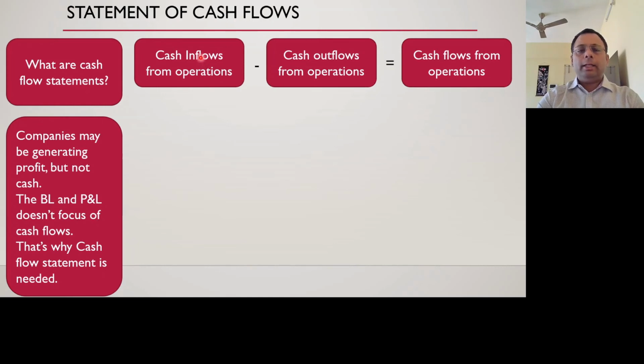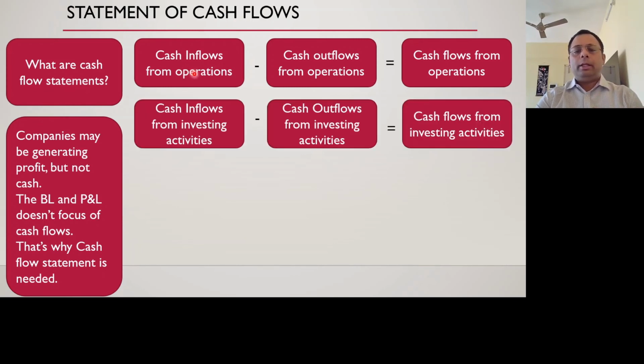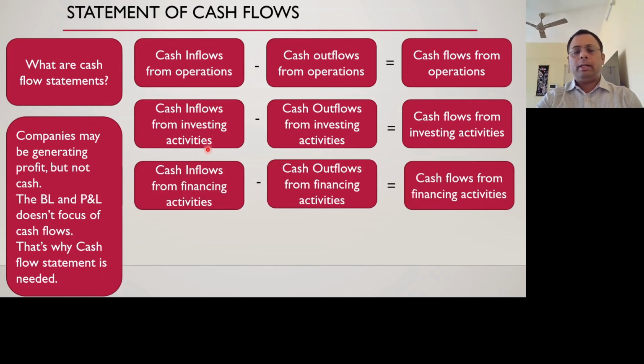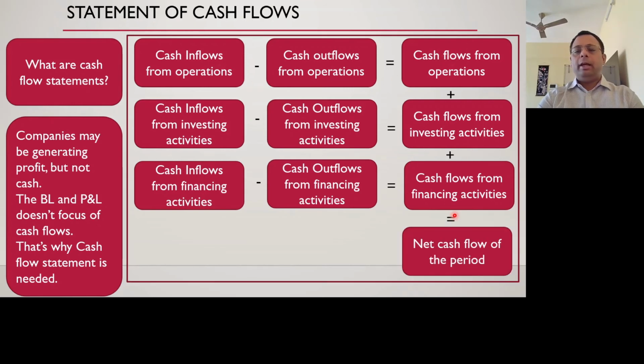There are three types of cash flows, which we talked about at the beginning of the chapter. One is operating cash flow. Then there is investing cash flow from the investment activities, and there is financing activities cash flow. So simply, inflows minus outflows is equal to the cash flow from operations, investing activities, and financing activities, and when we add all this, what we get is the net cash flow of the period.